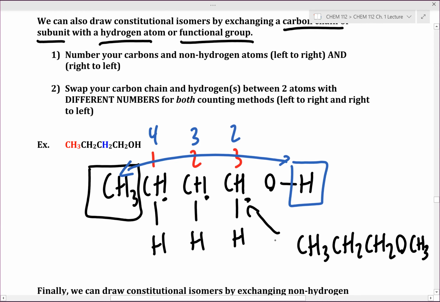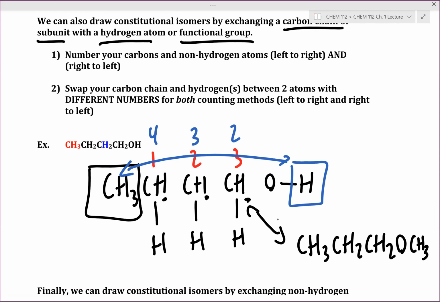So are these two structures constitutional isomers? Do they have different connectivities? Yes. So we're good to go. This is a structure that allows you to perform multiple swaps of this methyl group and still end up with a constitutional isomer.